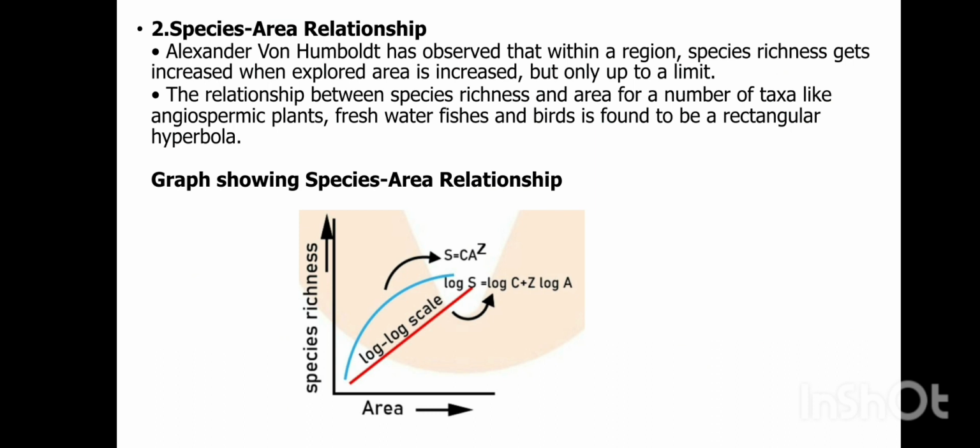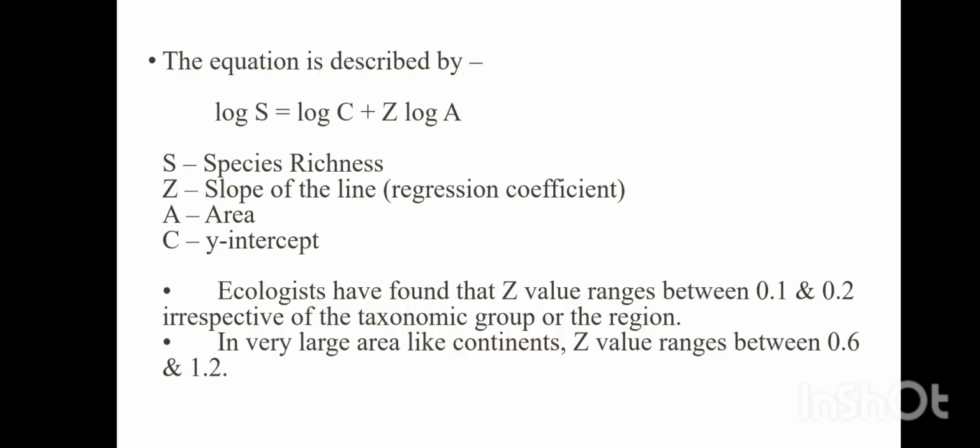The relationship between species richness, that means the number of species present in that area, and the area for a number of taxa like angiospermic plants, freshwater fishes, and birds is found to be a rectangular hyperbola. This graph is showing the relationship between species richness and the area.